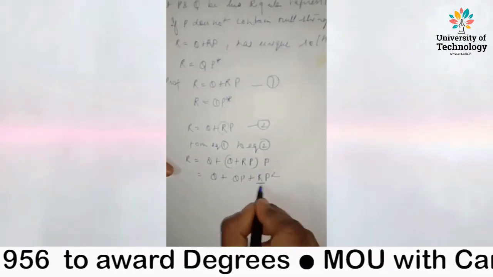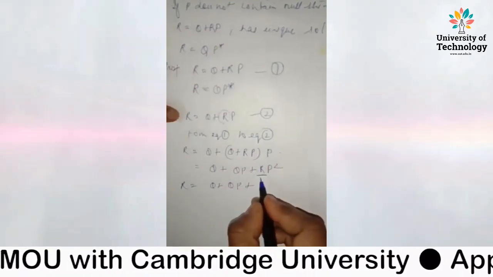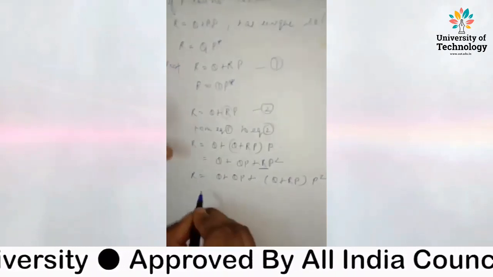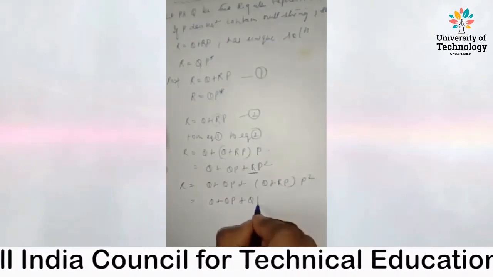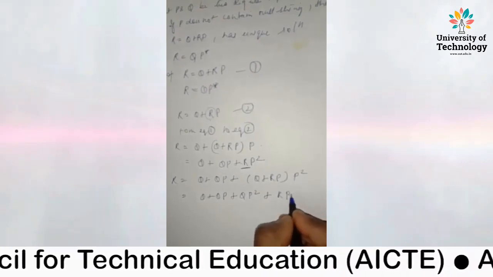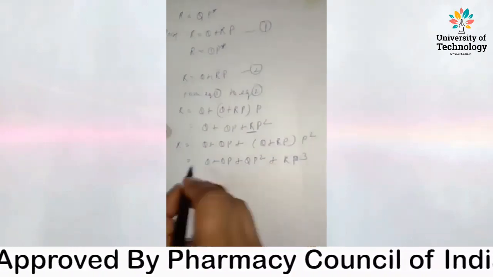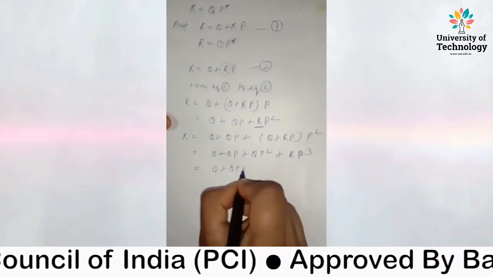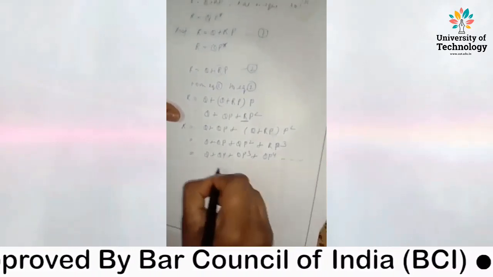Now again I am going to substitute the value of R. R equals Q plus QP plus, what is the value of R from equation 1? Q plus RP, and then P square, right? Again, R is equal to Q plus QP plus QP square plus RP cube. Now if you see the series, you can see what is happening over here. If we keep on substituting the value, it is going to come as Q plus QP plus QP square plus QP cube up to infinity.